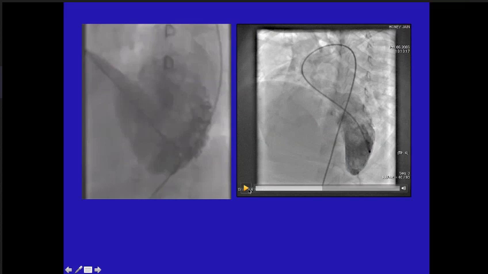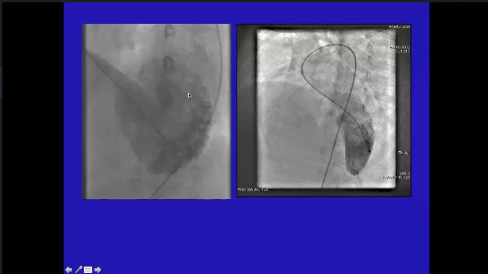This is even less LAO. Can you see the left ventricle is entirely behind the spine? Here, half of the LV is in front of the spine, half is behind. Here, the LV is entirely behind the spine. So this is a shallow LAO. This is more steep LAO. But the difference between this and this is this ventricle is still ovoid, whereas this ventricle is elongated.